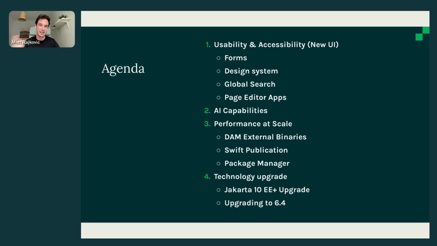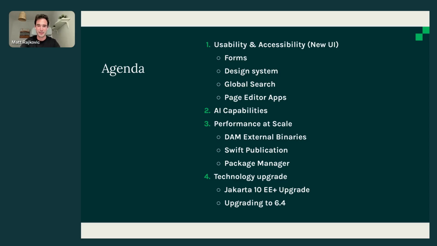So in the first one, there's going to be forms. We are going to talk about accessible forms. Then we talk very briefly about the design system, global search, and page editor apps. In the second stream, in AI, we have really nice goodies ready for you. And on the third one, performance at scale, we'll talk about external binaries, speed publication, the new package manager, and on technology upgrades, we'll talk a little bit about how we updated Magnolia Core to use Jakarta 10 EE+, and also how you can actually in the end upgrade from your current version of Magnolia all the way to 6.4. Excellent. So as you can see, quite a lot of topics to jump in.